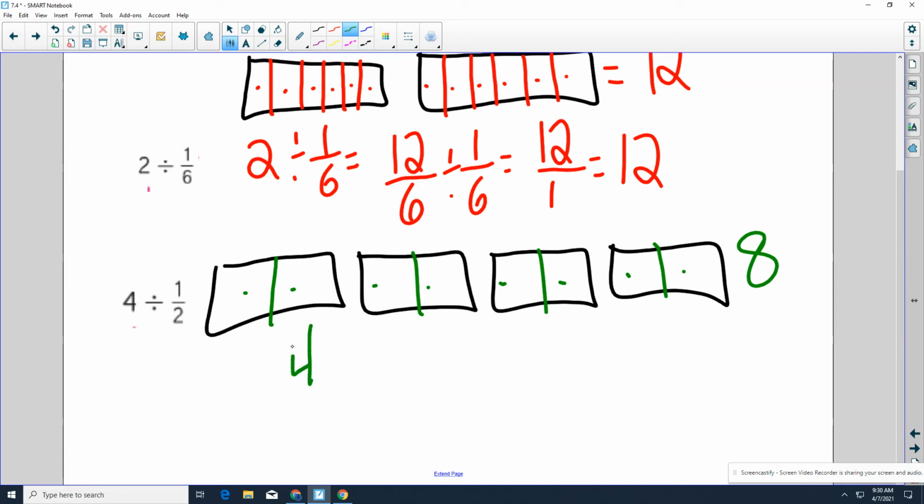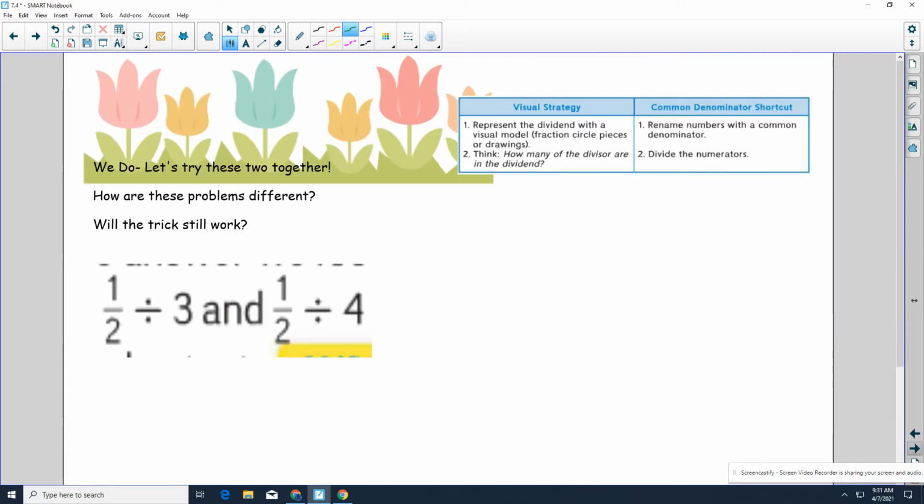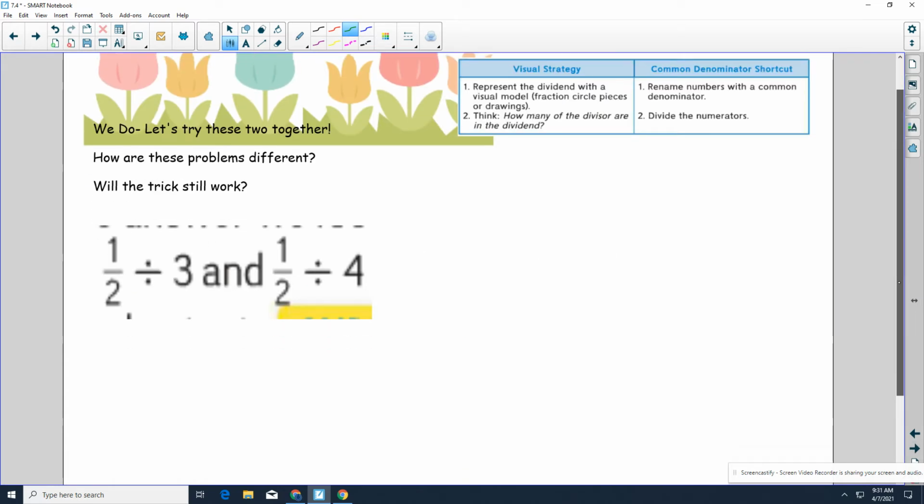Now, if I use the common denominator method, let's see if I get the same quotient. So I do 4 times 2, and I get 8 over 2, or 8 halves is the same thing as 4 divided by 1/2. And I know 8 divided by 1 is 8. 2 divided by 1 is 2. So I get an answer of 8 halves. Or, sorry, there are 8 halves in 4. So you can see, using the picture and the algorithm, both methods work.